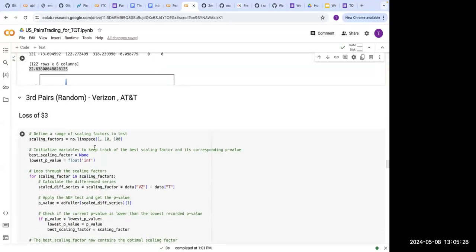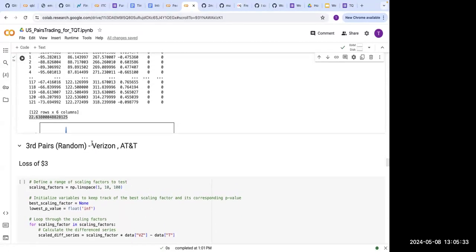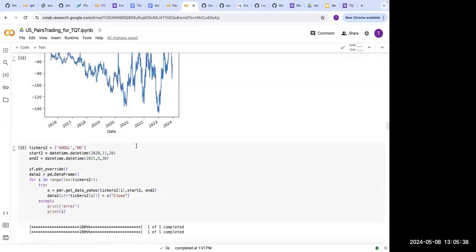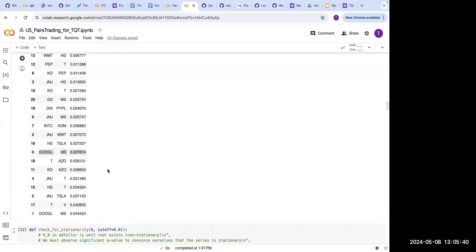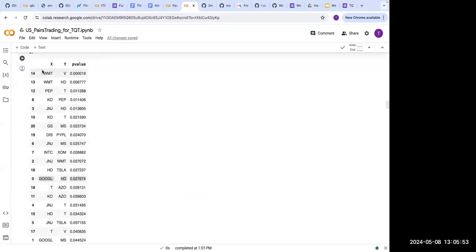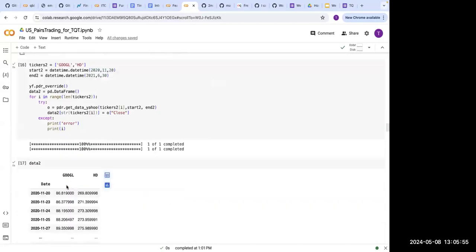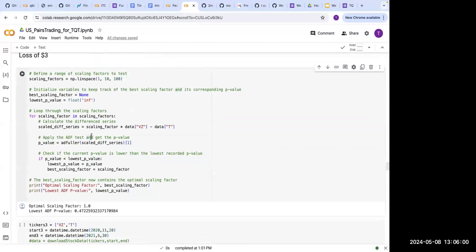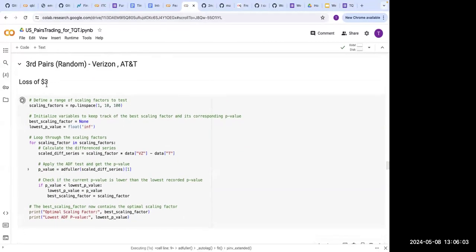Let's say I take a random one. In the list you have seen, you probably won't see Verizon and AT&T. But if you just go by gut, they are very much in the same sector, and they must have a very high correlation if you think about it. But relative to others, it has a very high p-value. And if you try to run the same simulation for that, you will see that it actually made a loss of $3.